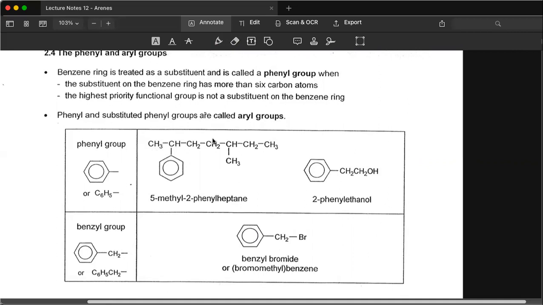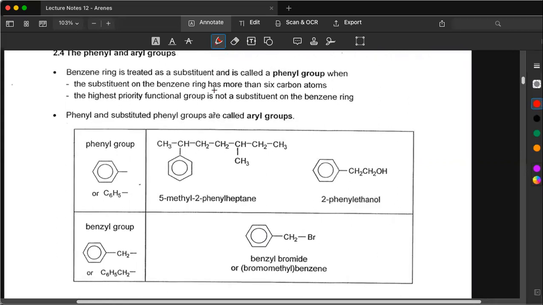So if this substituent has more than 6, maybe 7, underline this for your reference. Then we have to pay attention. Then the benzene ring becomes a substituent. For example, we have this one. The benzene ring, we call it phenyl. So we call it 5-methyl-2-phenylheptane.